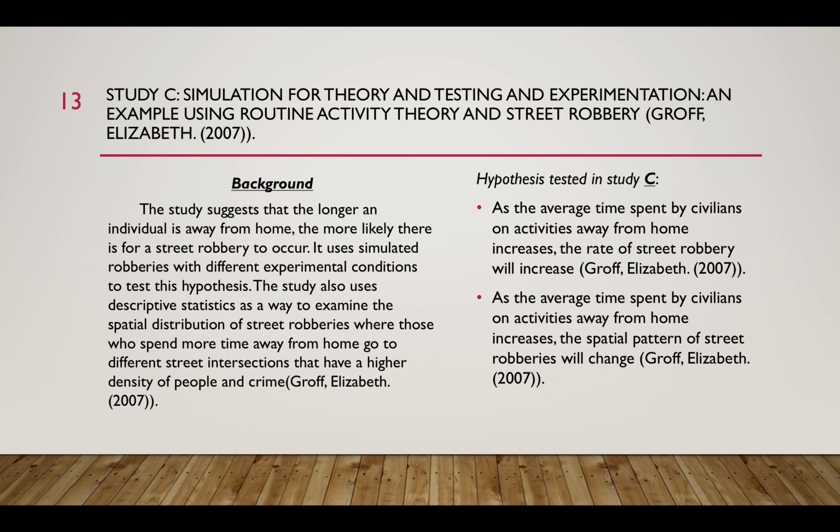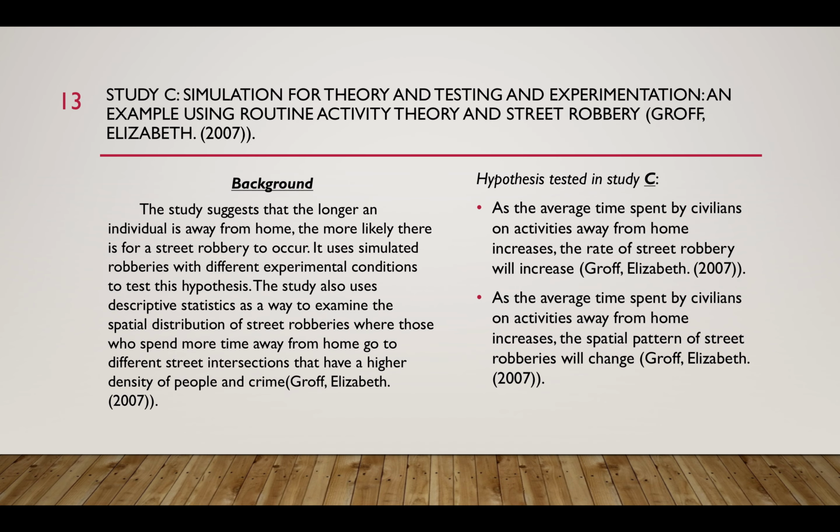Next study was study C, simulation for theory testing and experimentation, an example using routine activity theory and street robbery. The study suggests that the longer an individual is away from home, the more likely there is for a street robbery to occur. It uses simulated robberies with different experimental conditions to test this hypothesis.